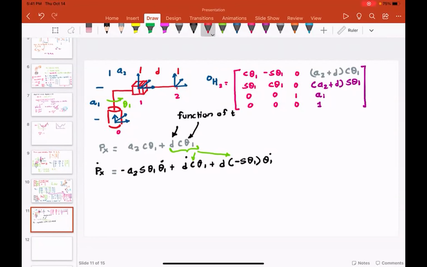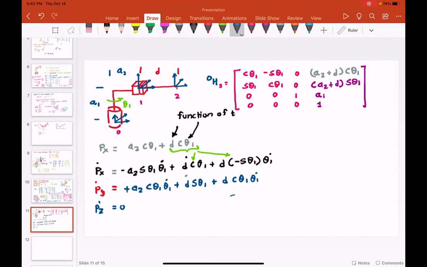So then if you go to Py dot, it is going to look like plus A2 cosine theta 1 theta 1 dot plus, this is going to become D dot sine theta 1, sorry, sine theta 1, plus D cosine theta 1 theta 1 dot, and Pz dot is going to become 0.